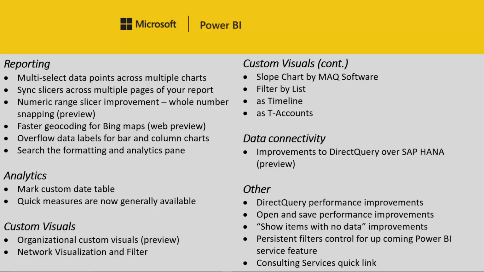And this new way that we're using Bing's APIs for our maps is going to result in a lot faster geocoding. In some cases, it can result in a 6x improvement. It's very noticeable, especially if you're using a lot of locations in your data.